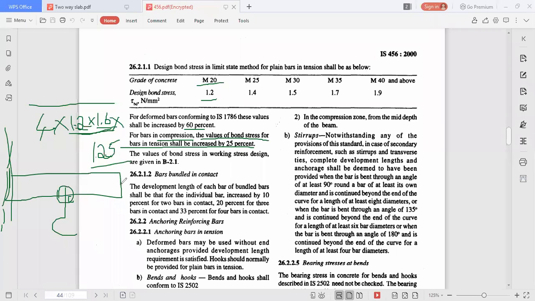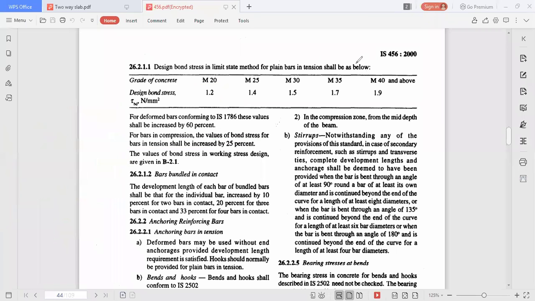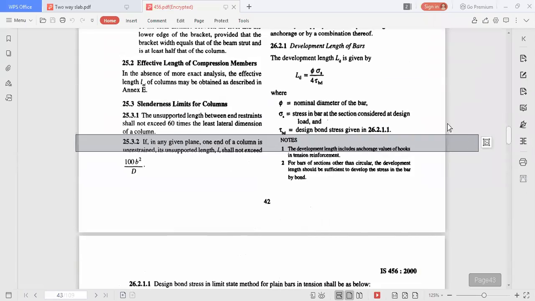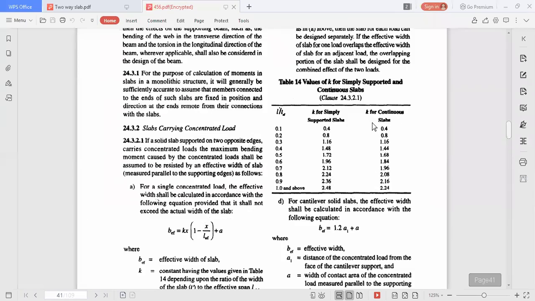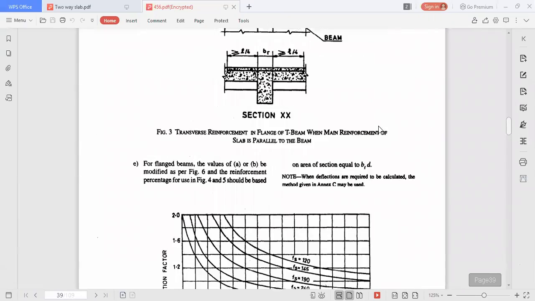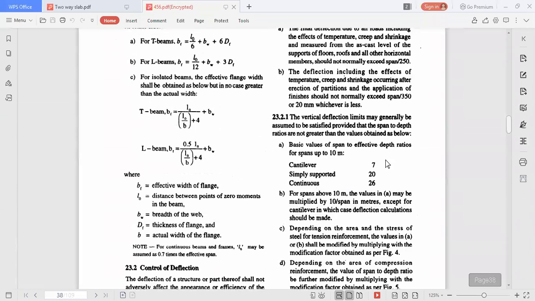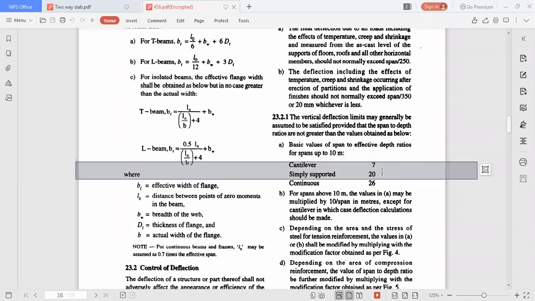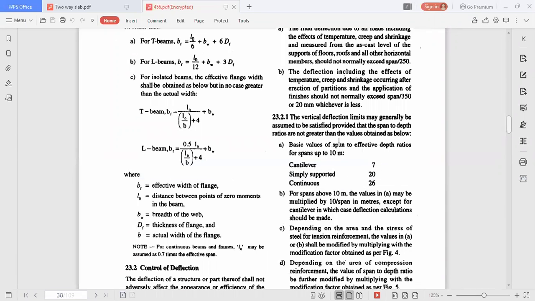ఈ 1.25 ఏంటంటే కంప్రెషన్ జోన్లో ఉంది కాబట్టి ఇంక్రీజ్ చేసాం. And this 1.6 is as the hook is made up of HYSD bar, I have increased. And this 1.2 is your bond value. Okay, this is the condition. And that we'll discuss in detail in the problem. And coming to basic values, see here, the basic values for cantilever it is 7, for simply supported it is 20. Already this we have done many times. Now for this case, for cantilever we have to consider 7.